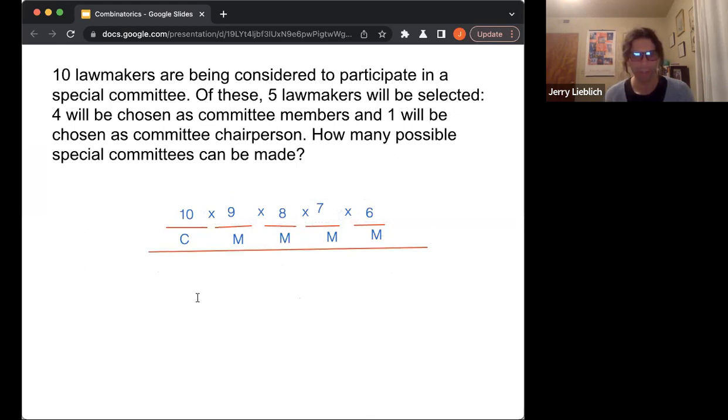And then I divide by, I've got my 4 committee members, so by 4 factorial. I can do a little canceling. And when I multiply these out, I end up with 1260. Let's do one last one, which will add a final wrinkle, and then we'll wrap up.